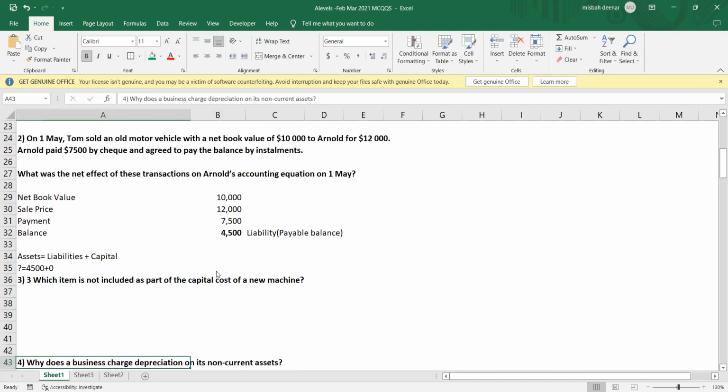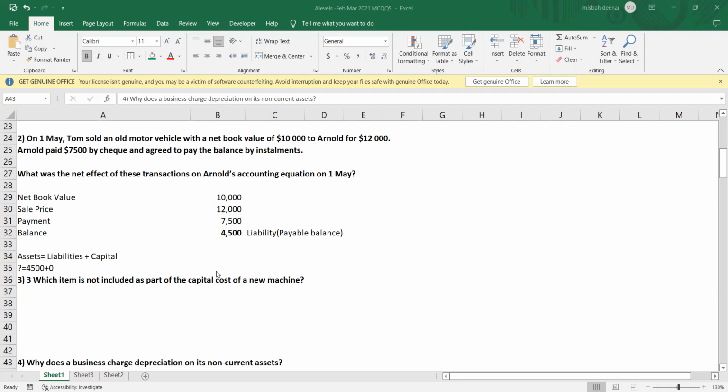Then going to the third question, which is: which item is not included as part of the capital cost of a new machine? So we will see which is included. The cost of delivering the machine to the factory is included. Cost of installation is included. Interest on loan seems suspicious. Invoice price of the machine is included.